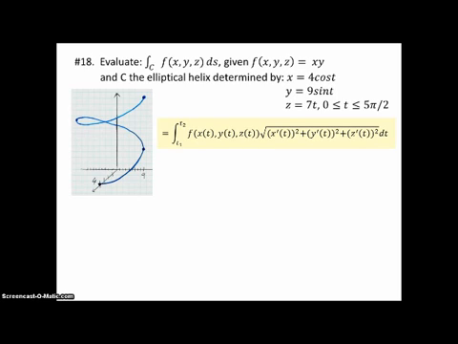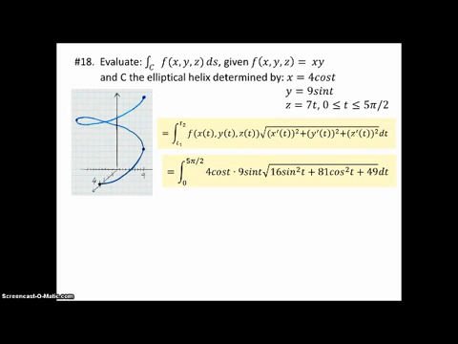It's just a line integral. We're adding up infinitely many, infinitely thin line segments along the curve. And this is the parametric form. So we're back to the formula from the previous problems. So in our case, t goes from 0 to 5 pi over 2.